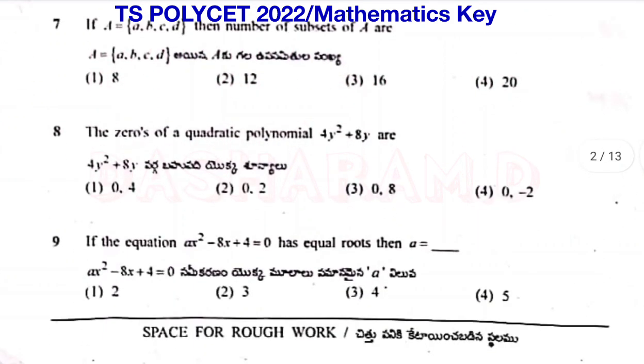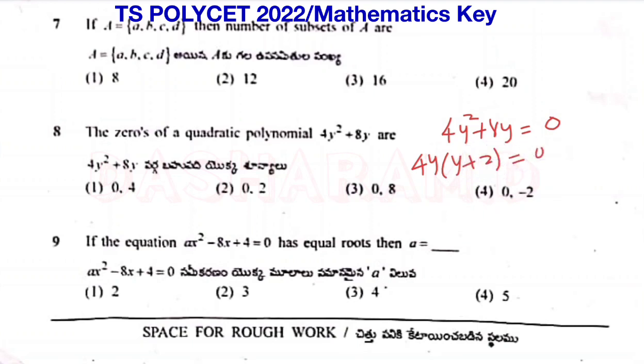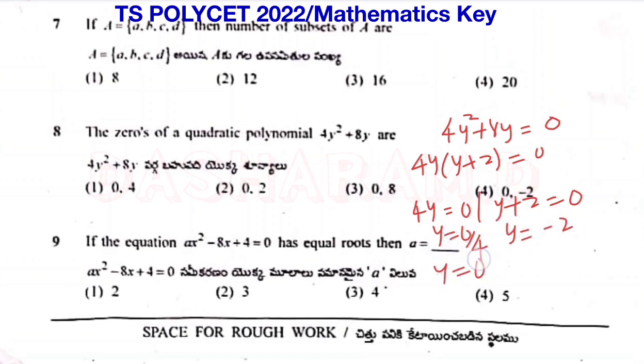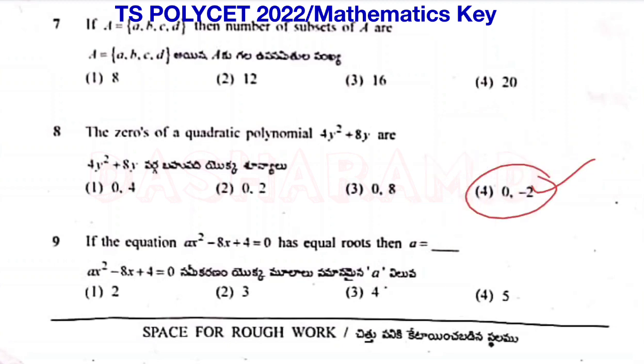Next, question number 8: the zeros of the quadratic polynomial 4y square plus 8y are. To find the zeros, we equate the given polynomial to 0 and find the variable. Here we can take 4y common: 4y times (y plus 2) equals 0. We got the product of two factors, one is 4y equals 0, another one is y plus 2 equals 0. Then y equals 0 by 4, that is y equals 0, and y equals minus 2. So 0 comma minus 2 means option 4 is correct.